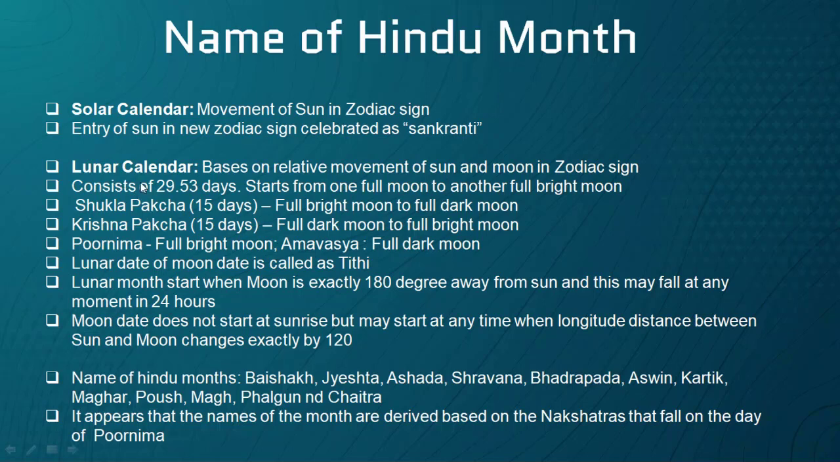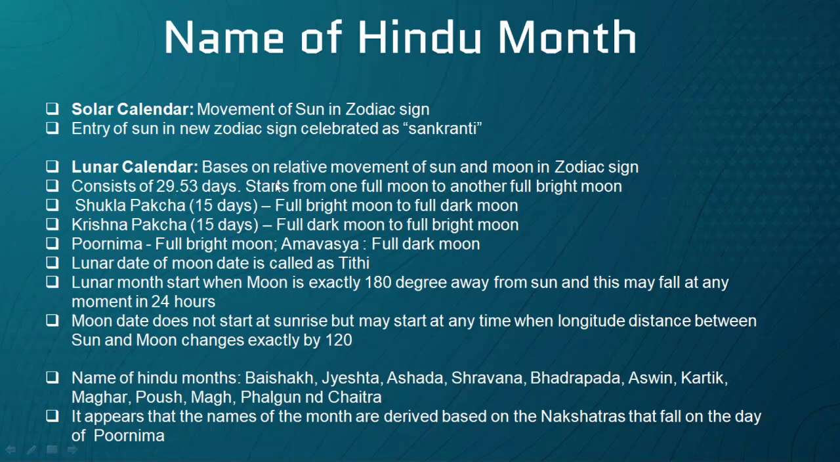Okay, so moving on to the lunar calendar, which is based on the relative movement of the Sun and Moon. That's why in Hindu astrology the lunar calendar is used, because it considers the movement of both the sun and the moon, not just the sun, like we do in the solar calendar. So the Hindu lunar calendar basically consists of 29 and a half days.